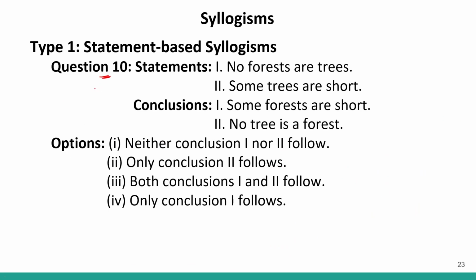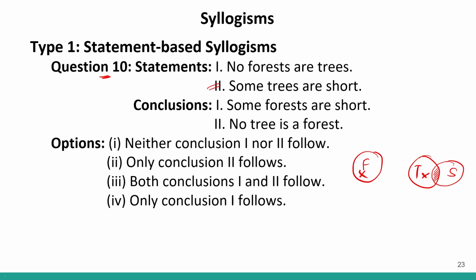Question number 10. Set of 2 statements and 2 conclusions. Statement 1 says no forests are trees. That means forest and trees are separate entities. They will not overlap with each other. So no forests are trees. Then it is given to us some trees are short. So some trees are short will be represented like this. Highlight will be in this area. So this is my Venn diagram.